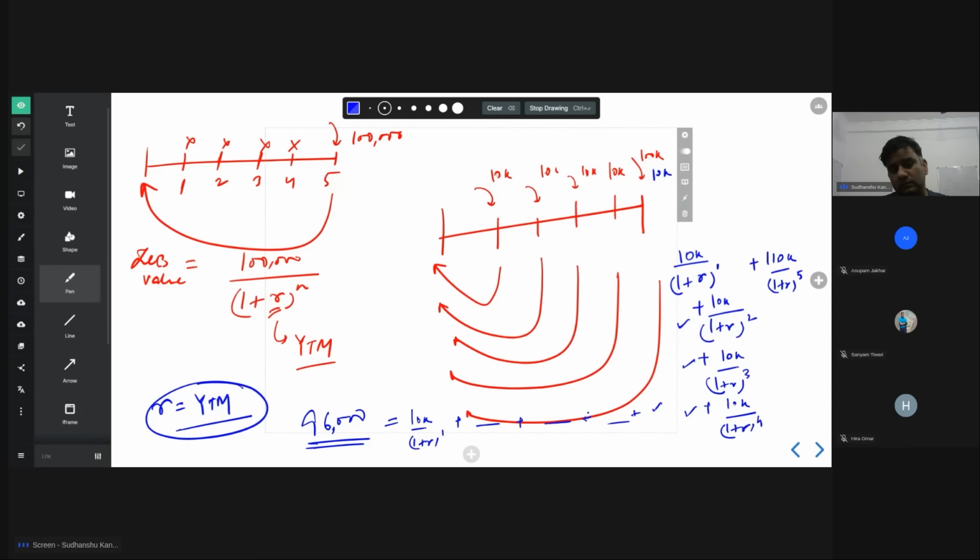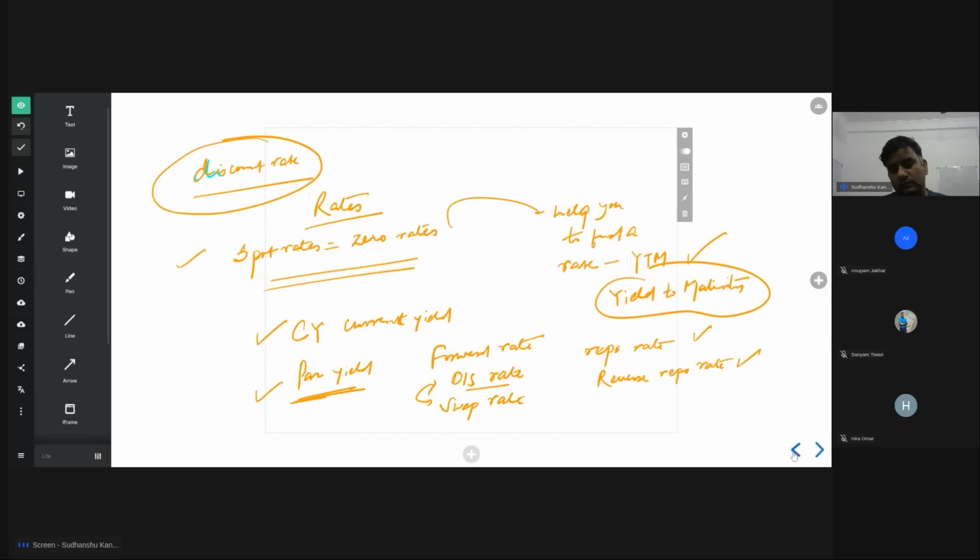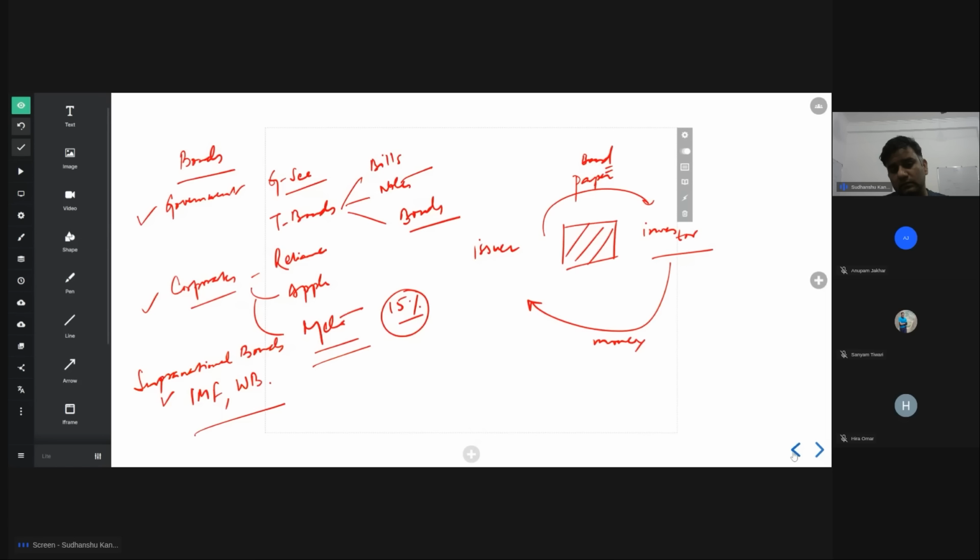We want one single rate by which, when we discount all the cash flows, we get the present value of the bond. I think I have taken a lot of time to explain this. I hope it makes sense to you. If it doesn't, don't worry. These kinds of concepts will come again in fixed income. You don't need to go as deep as I have tried to go here.